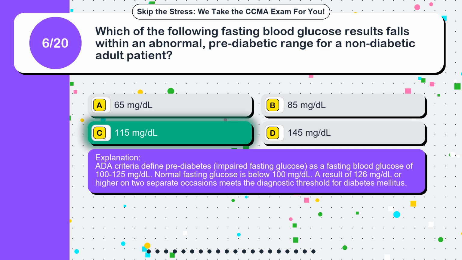Normal fasting glucose is below 100 mg/dL. A result of 126 mg/dL or higher on 2 separate occasions meets the diagnostic threshold for diabetes mellitus.